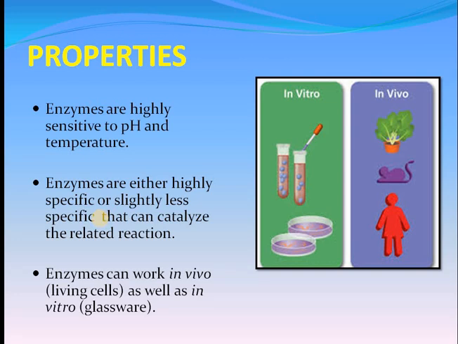Their example is carbonic anhydrase, which can add oxygen to hemoglobin and can control the formation of carbonic acid and bicarbonates in blood.